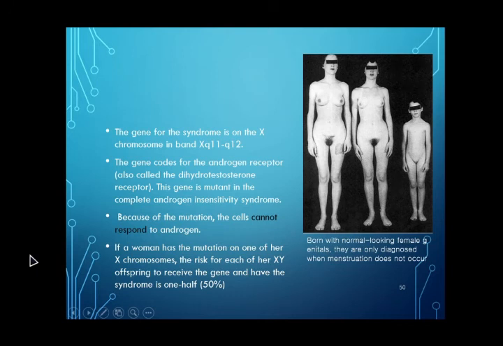The gene for the syndrome is on the X chromosome in band Xq11-q12. The gene codes for the androgen receptor, also called the dihydrotestosterone receptor. The gene is mutant in the complete AIS. Because of the mutation, the cells cannot respond to androgen. If a woman has a mutation on one of her X chromosomes, the risk for each of her XY offspring to receive the gene and have the syndrome is 1/2, 50%. In the picture, they are born with normal looking female genitals, diagnosed only when menstruation does not occur.